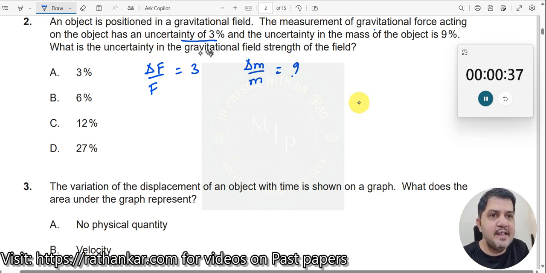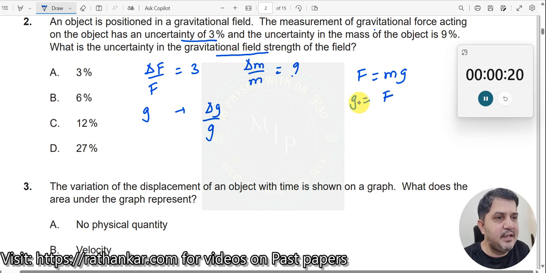What is the uncertainty in the gravitational field strength of the field? He is asking what the uncertainty in the gravitational field strength is. What is gravitational field strength? It is g. So you want to find out delta G by G. How do you find it? We know that F is equal to M into G, so therefore G is equal to F by M.